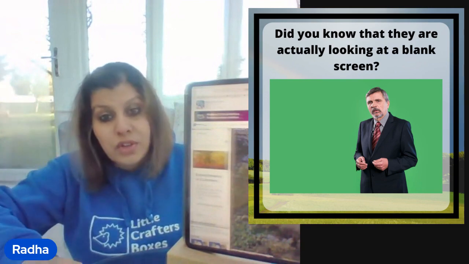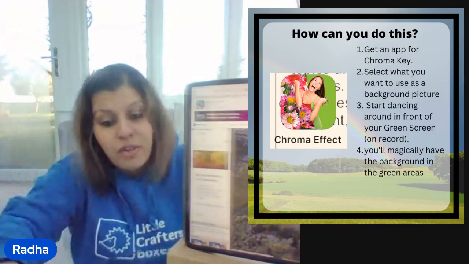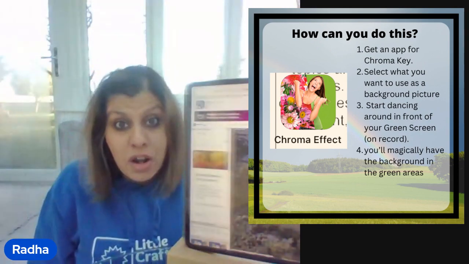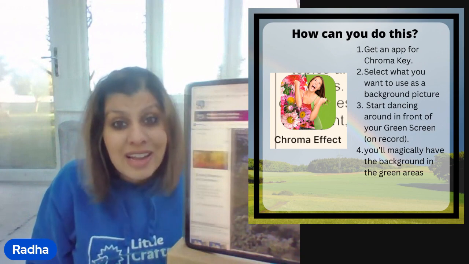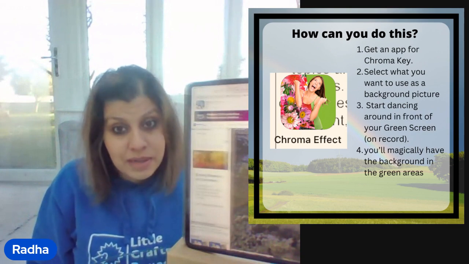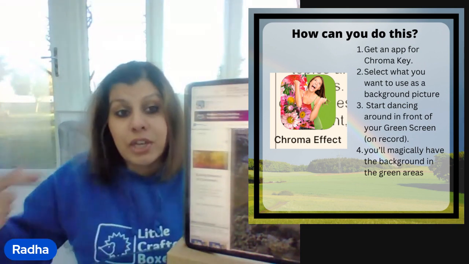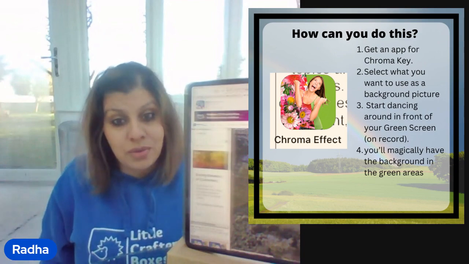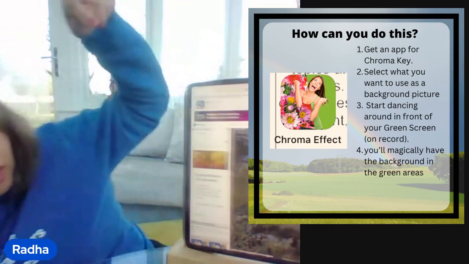So first of all, you're going to need an app. Let me just see what I've got here. There are a little bit of instructions there. This is the app I'm using, but there are lots of them. They're not all exactly the same, but they do work fairly similarly. So if you don't use the Chroma Effect app and you end up with a different one, you might have to play about with it just to figure out where the settings are on that one. But I'll show you how it works on Chroma Effect.